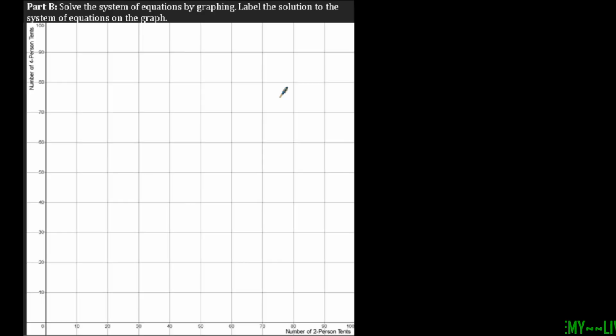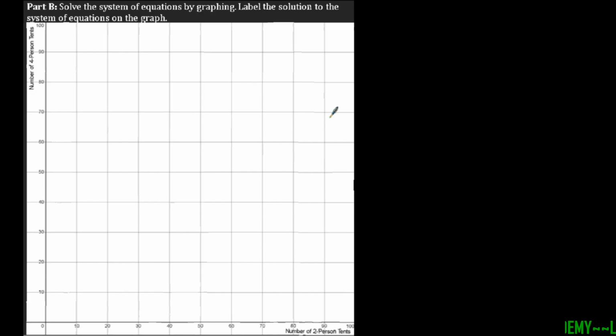It says in part B, solve the system by graphing, which is what we'll do, and we'll label that solution here in a second. So use that picture that they give, and if you notice how it has the x-axis already graphed out for us, and it goes from 0 to 100. It has the number of 2-person tents, and then it goes from 0 to 100 on the y-axis.